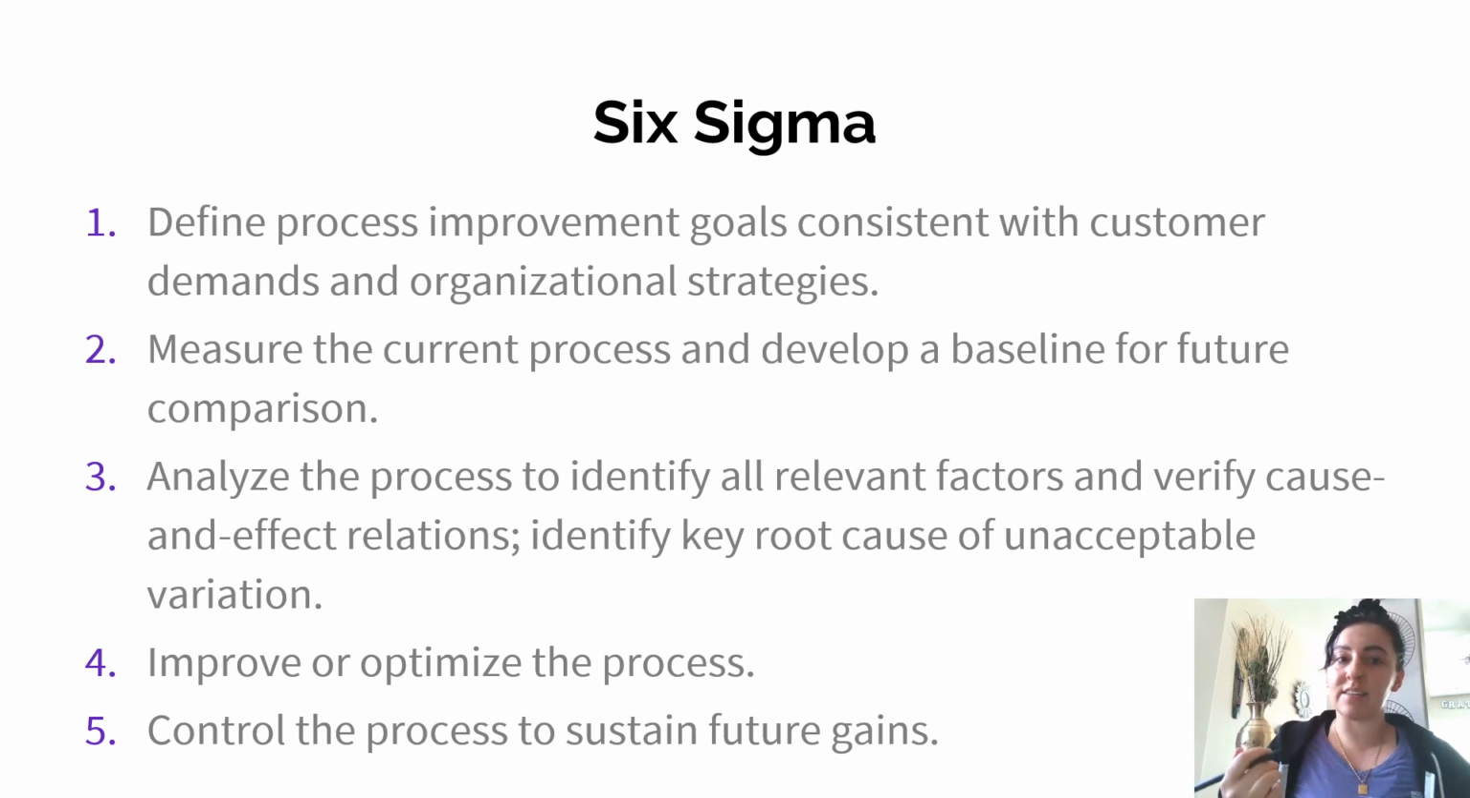Then next, you want to measure the current process, which you're currently doing, and develop a baseline for future comparison. Because like I said, remember, you always want to make sure that you are able to measure everything that you do. So right now you're going to develop your control, if you will. Then number 3, you analyze the process to identify all the relevant factors and verify cause and effect relations, as well as identify the root cause of unacceptable variation.